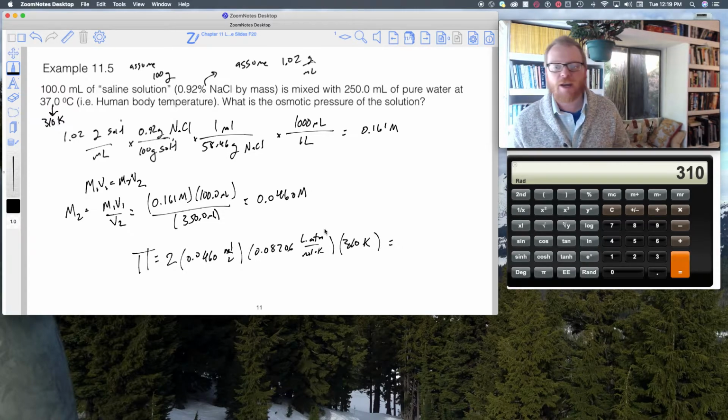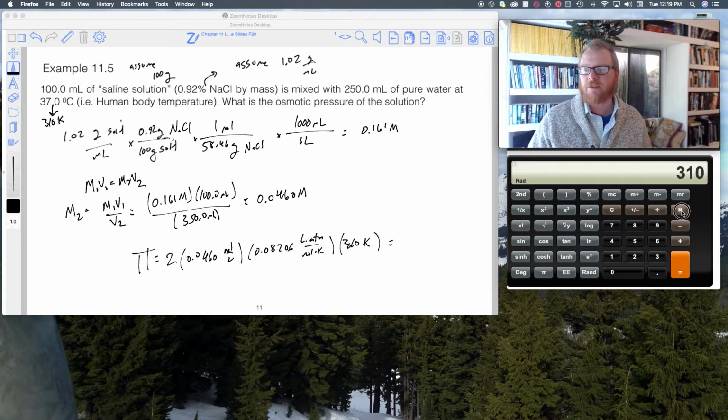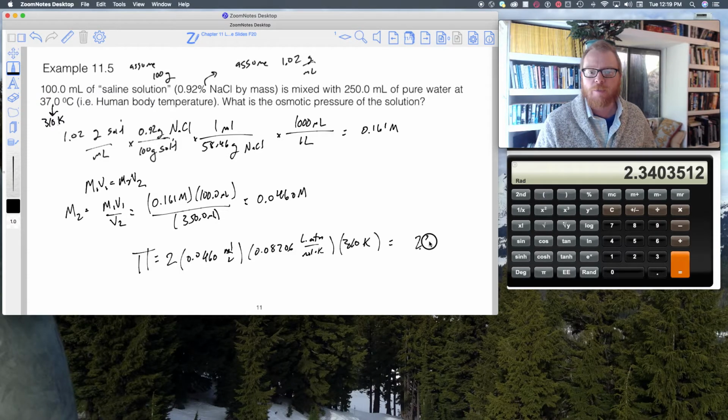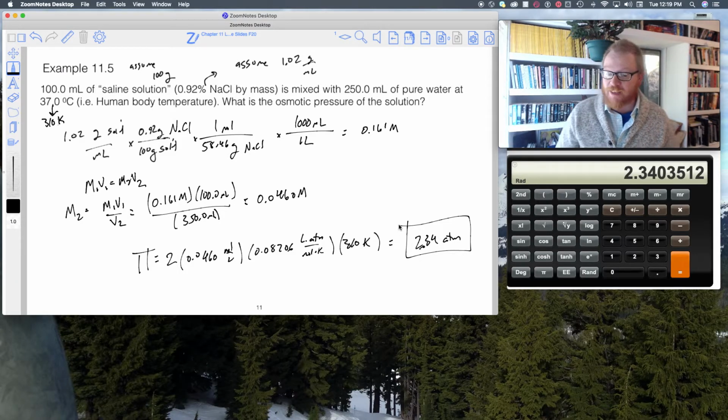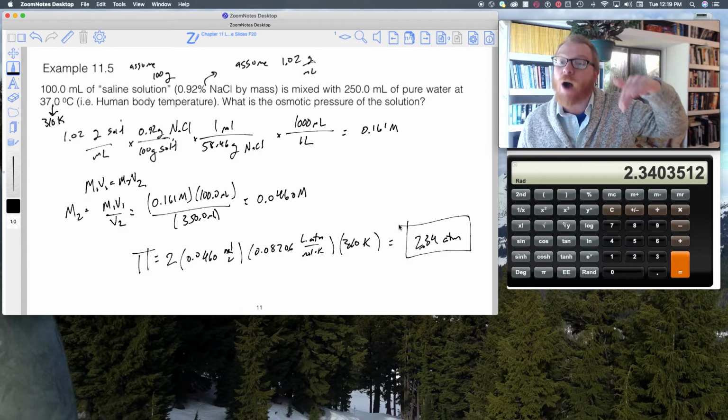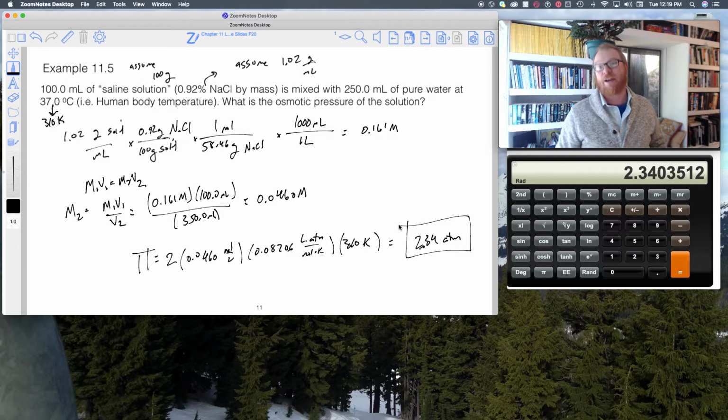And so now I can multiply all these things through. 310 times 0.08206 times 0.046 times 2. And I get an osmotic pressure for diluted standard saline solution of 2.34 atm. So that's pretty significant, right? That's a pretty significant pressure you would need to apply to prevent backflow.